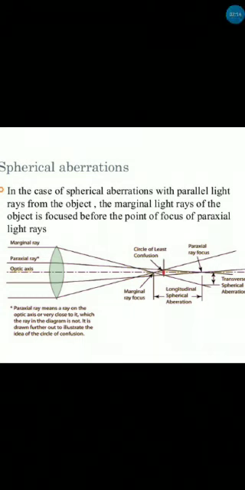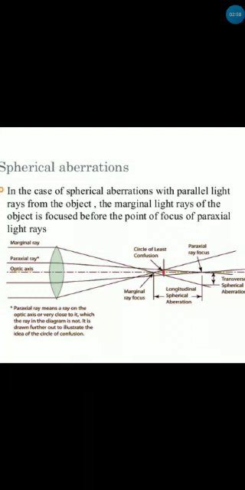In the case of spherical aberration with parallel light rays from the object, the marginal light rays are focused before the point of focus of the paraxial light rays. Please observe the diagram. Marginal rays, paraxial rays and the optic axis are all visible, and also, on the right side of the lens, the marginal ray focus point and paraxial ray focus point. The distance between the marginal image and the paraxial image is called longitudinal spherical aberration.